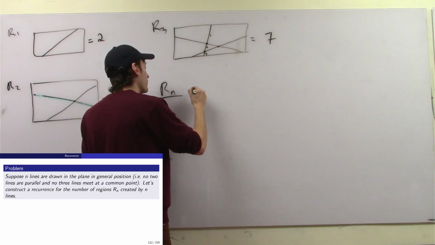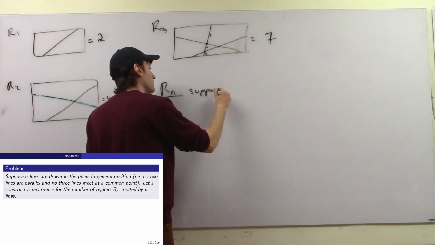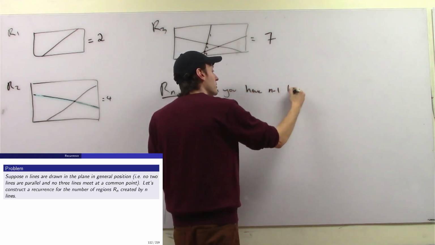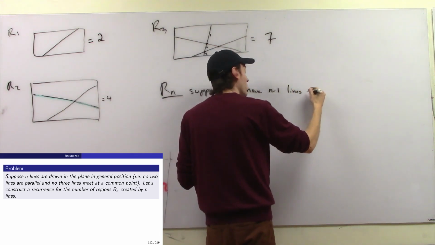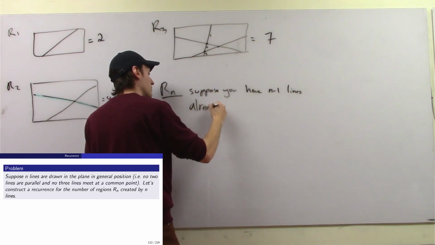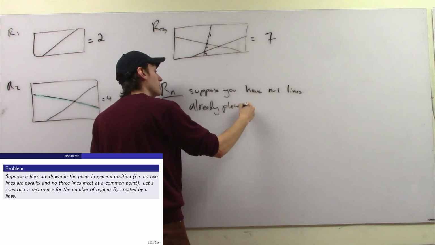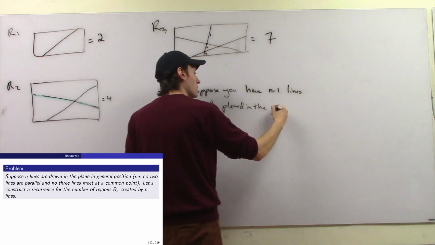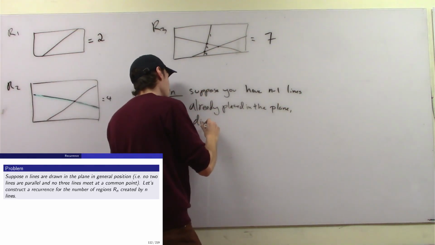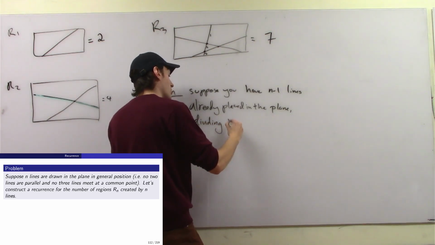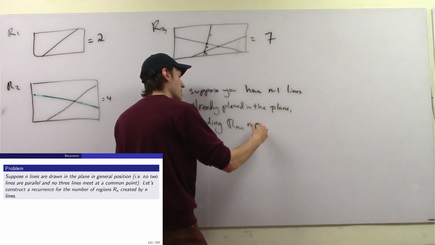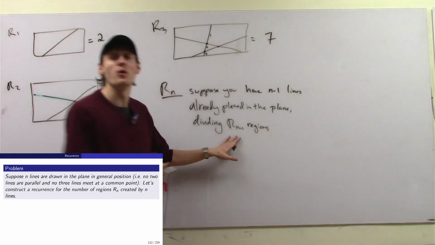Suppose you have n minus 1 lines already placed in the plane. They divide it into capital R sub n minus 1 regions. And I don't know what that number is right now.